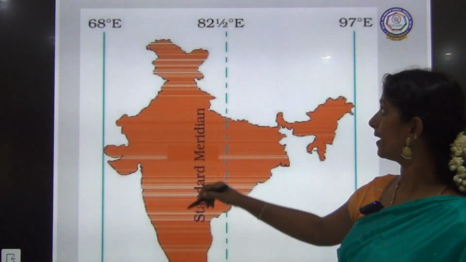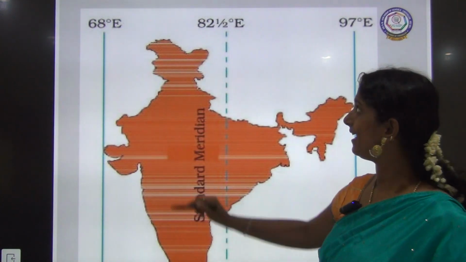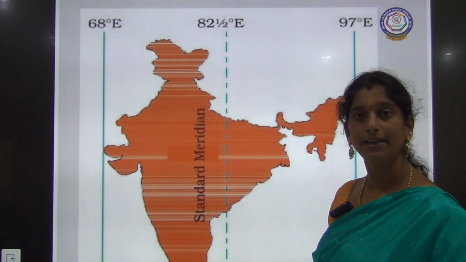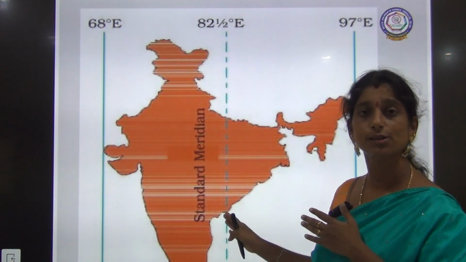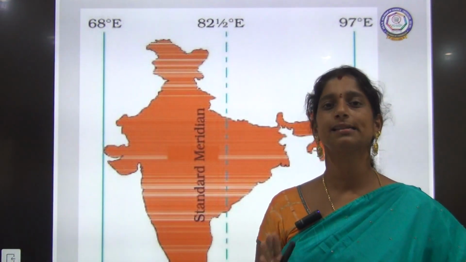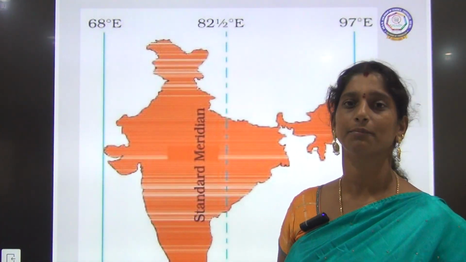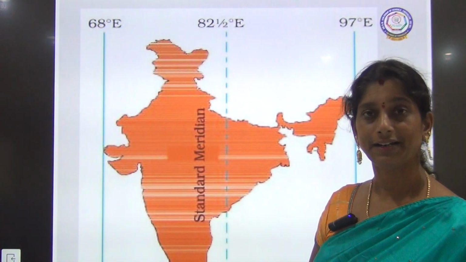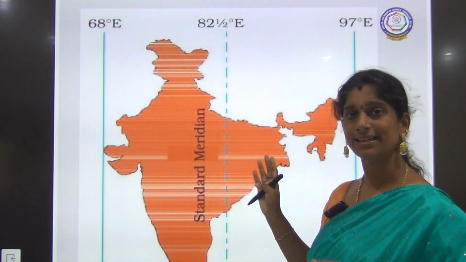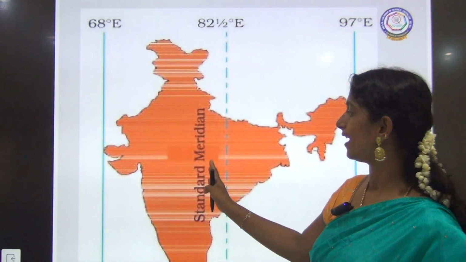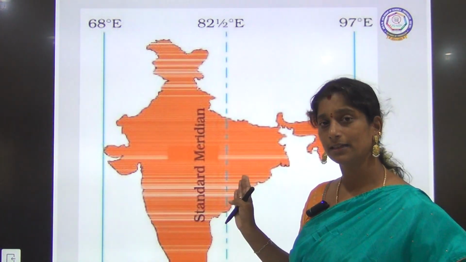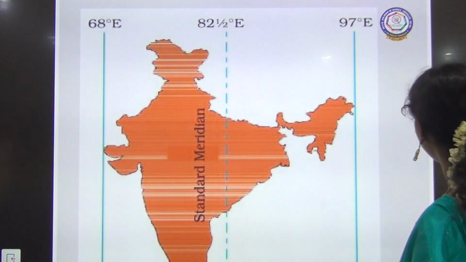So in the India map, now you can see this is the centralmost line, which is 82.5 degree east. The time on this meridian is called the standard meridian, because the time on this meridian is taken as standard time, Indian Standard Time. You can see two more longitudinal lines in India. We cannot follow one time here and another time here, right? So for that purpose, we are taking the time on this standard meridian, clear?